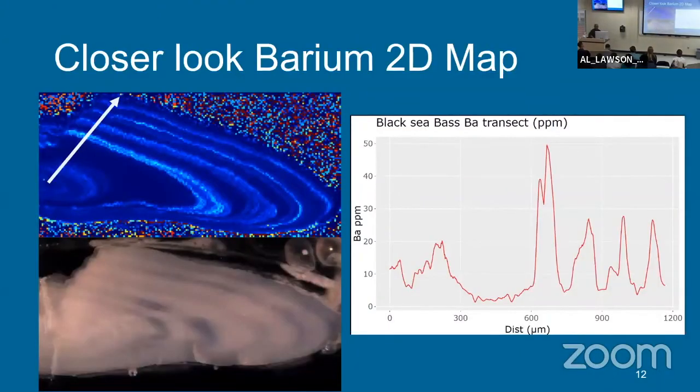Taking a closer look at the barium 2D map, now on the top left, we can compare it to the line analysis that was taken along the white arrow via LA-ICPMS, the results of which you can see on the graph on the right. Each spike on the map coincides with a clear peak on the graph. This shows how barium would be a good candidate element for our Lomb-Scargle periodogram analysis.